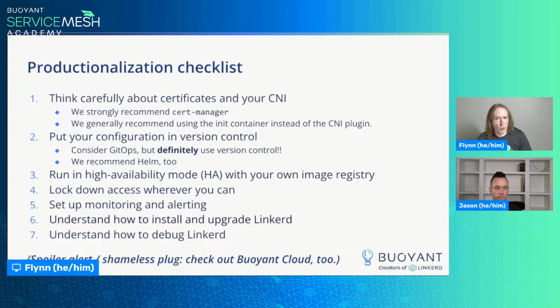Do run in high availability mode. Do run with your own image registry. Do lock down access wherever you can. It's kind of important in production. Definitely set up monitoring and alerting. And you will definitely need to understand how to install and upgrade Linkerd and downgrade it, and how to debug it.